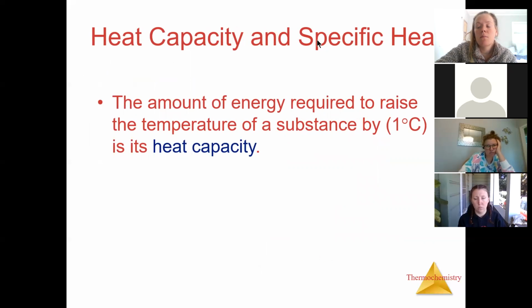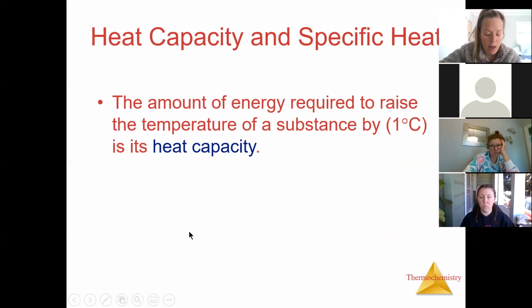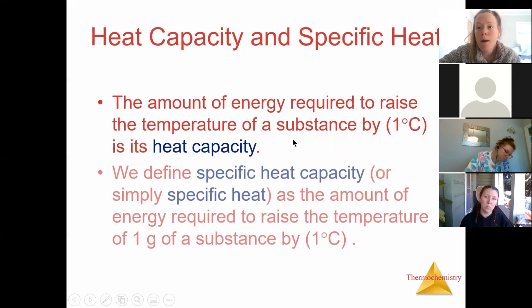So before we can get into how to use a calorimeter, I mean, we're not going to be actually using a calorimeter, but you'll be doing calculations with the calorimeter, we have to talk about heat capacity and specific heat. The amount of energy required to raise the temperature of a substance by 1 degree Celsius is known as its heat capacity. So if I want to take a piece of gold and raise it from 55 degrees Celsius to 56 degrees Celsius, there's a specific amount of energy needed in order to do that. And that specific amount of energy will be different than other substances.